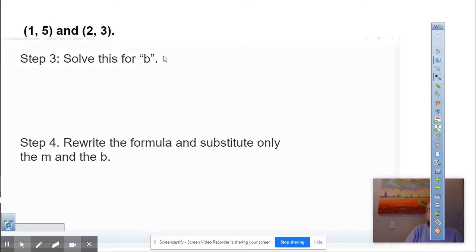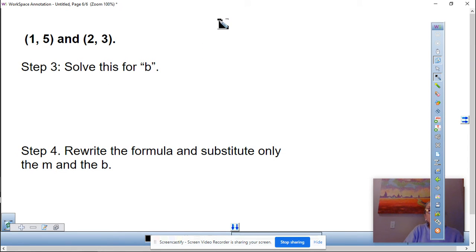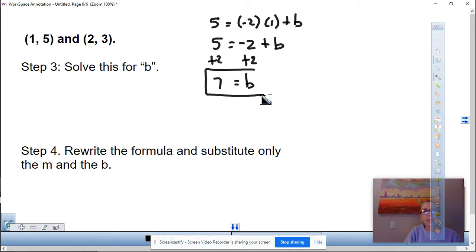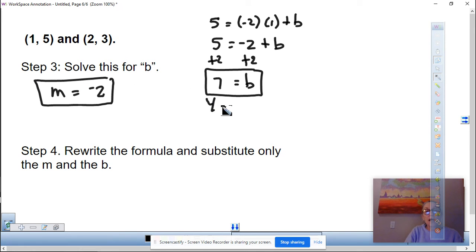Next step. Once I have that, I'm just going to rewrite that, ran out of space. So I had 5 equals negative 2 times 1 plus b. All right, so we're going to solve this. 5 is equal to negative 2 plus b. I'm going to add 2 to both sides. I'll get 7 equals b. So now I know that my slope is negative 2. I know that my y-intercept is 7.